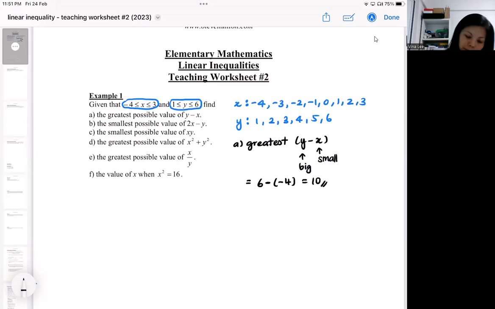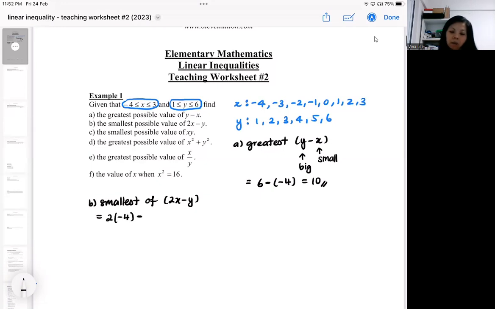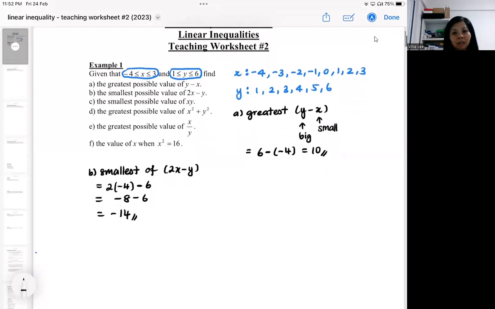Okay, the next one, B, you want the smallest. So whenever the question asks you for the smallest, your thinking must be as negative as possible. Very negative number will be very, very small. So you got to choose a very, very negative number. So in this case, for x, I will choose a -4. Okay, y doesn't have a negative number. But then, if I choose the biggest possible y, then that's a -6. So if you take a look, it will give me a very negative answer. So whenever you're supposed to find the smallest, you must think of getting as negative as possible.